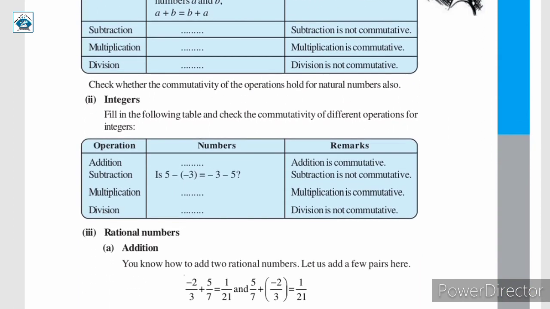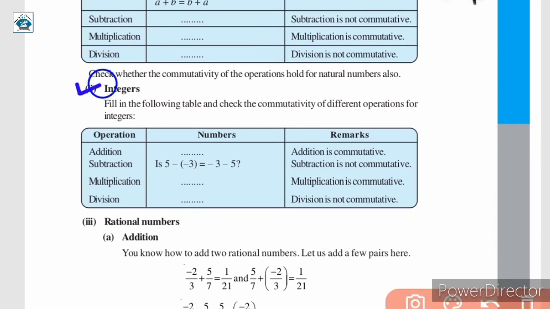In the similar manner, you are given this property for integers as well. Here let us read the remarks now. Addition is commutative for integers. Subtraction is not commutative, but multiplication is commutative for integers. Division is not commutative. Now you need to think of the examples. What are the numbers for which subtraction is not commutative or division is not commutative? So you need to think of examples for which subtraction is not commutative and division is not commutative.